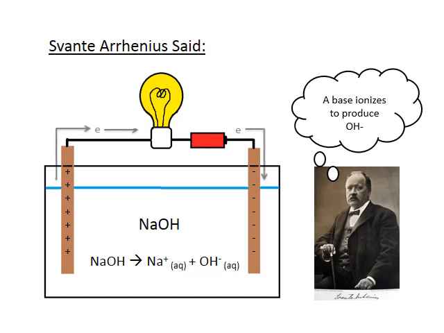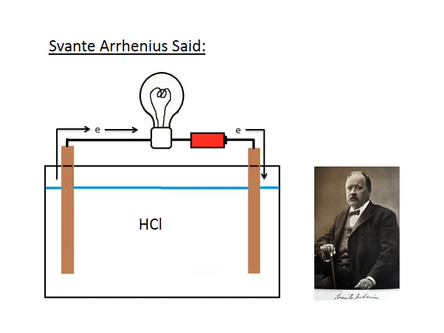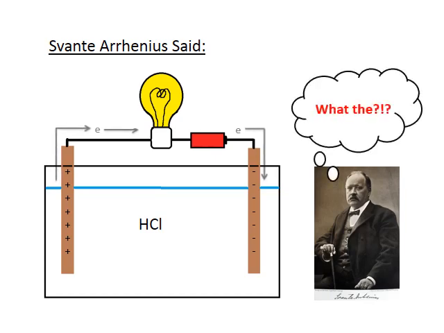So now let's take a look at acids. So I've got an acid here, HCl, and maybe at first glance, what Mr. Arrhenius thought was maybe this isn't going to conduct electricity because both hydrogen and chlorine are nonmetals. So I've got what amounts to a covalent compound. So I'm not expecting that to conduct electricity. But as he flipped the switch and turned it on and let it go, it lit up. So he had to kind of scratch his head a moment and go, what the?